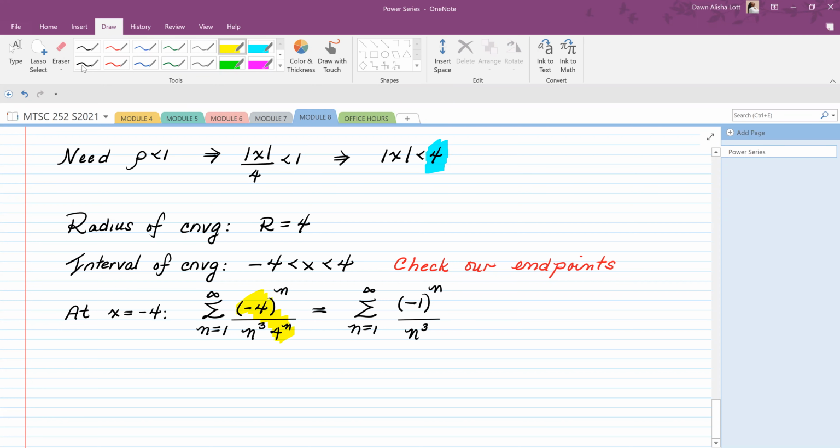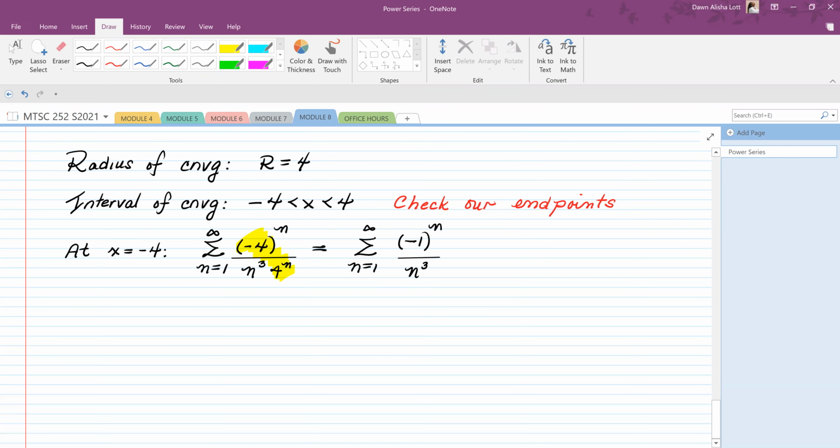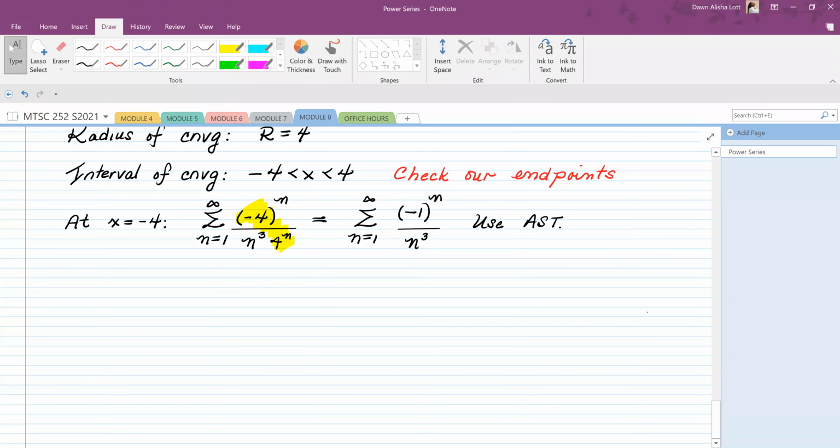All right, so now does this series converge? Well, this is an alternating series. So for this one, I'm going to have to use the alternating series test. So let's see. Want to let un equal 1 over n cubed. All right, and that's always positive.